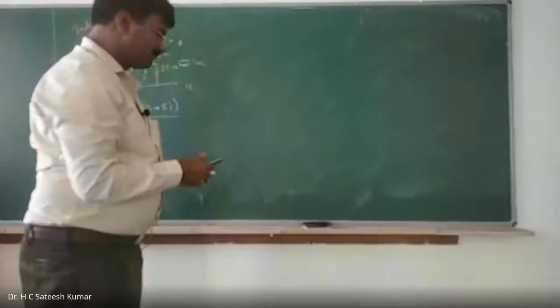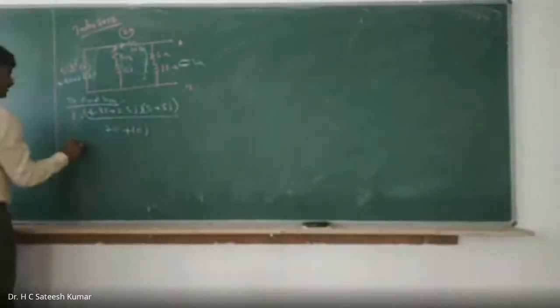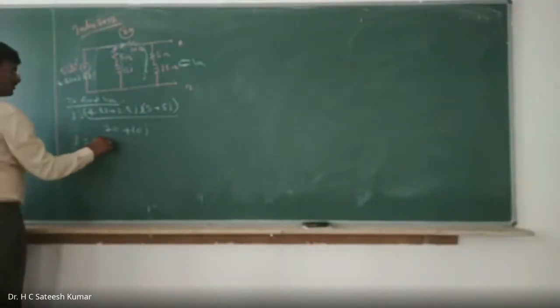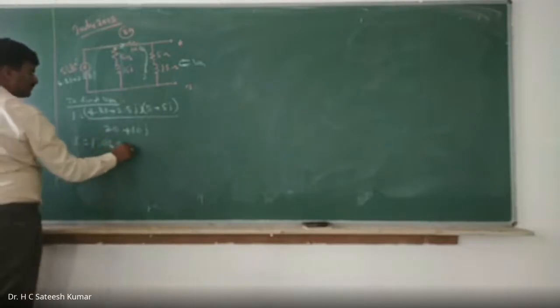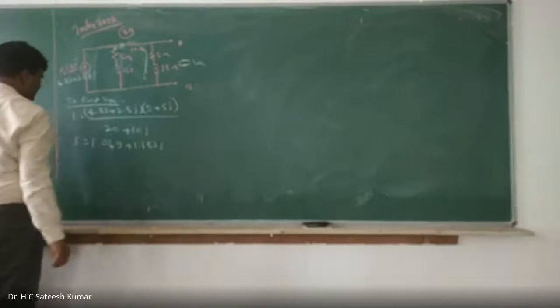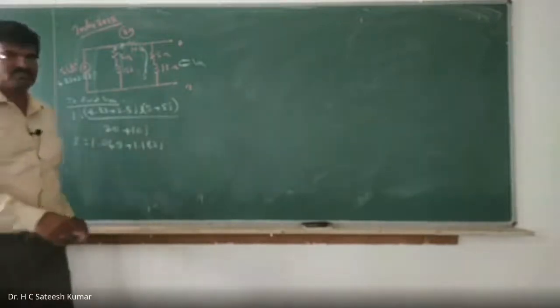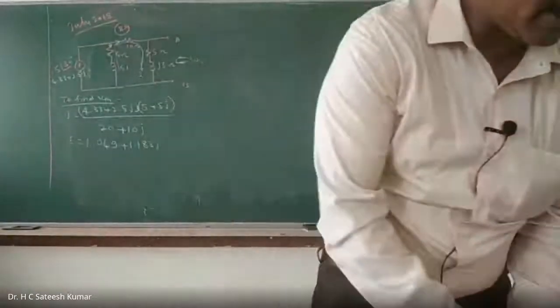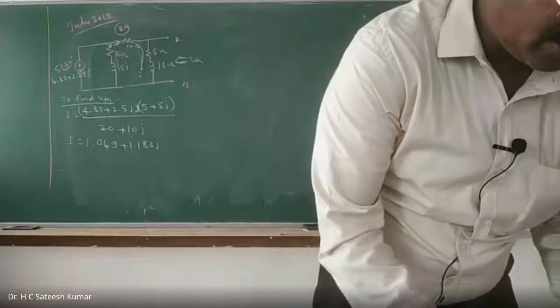I is equal to 1.049 plus 1.183J. I think it is there in my notes also. I can verify that answer. I have done it somewhere.